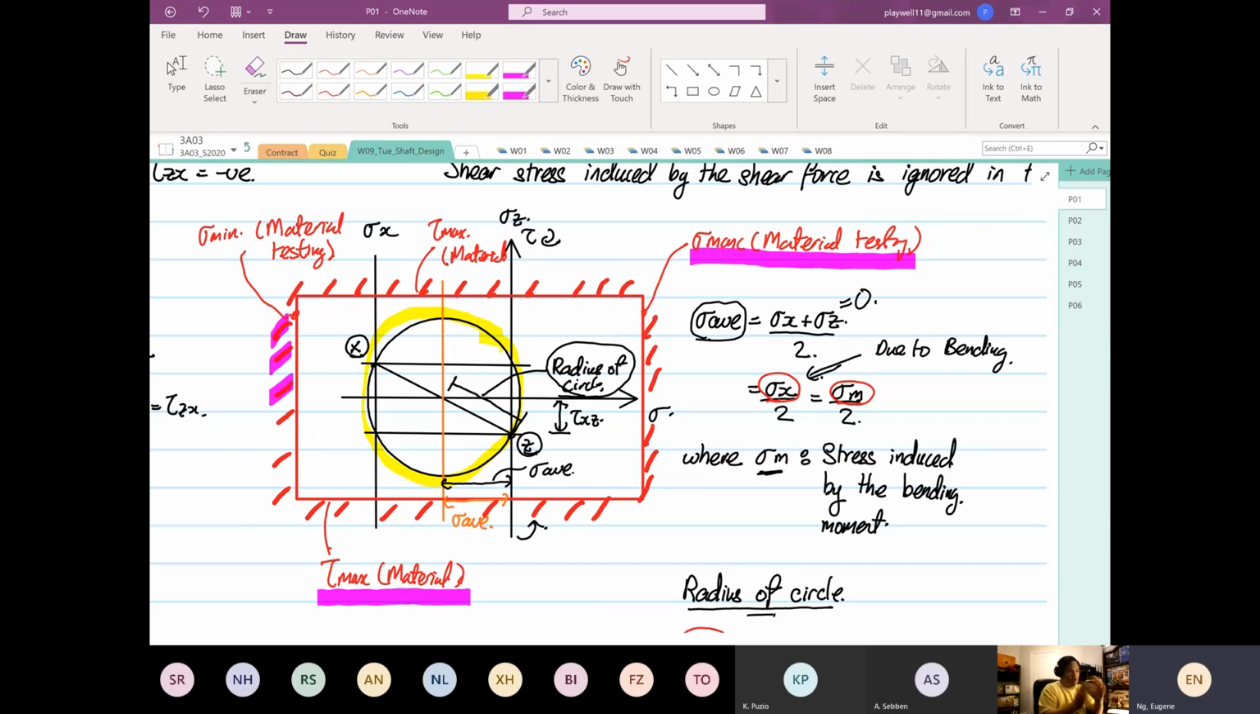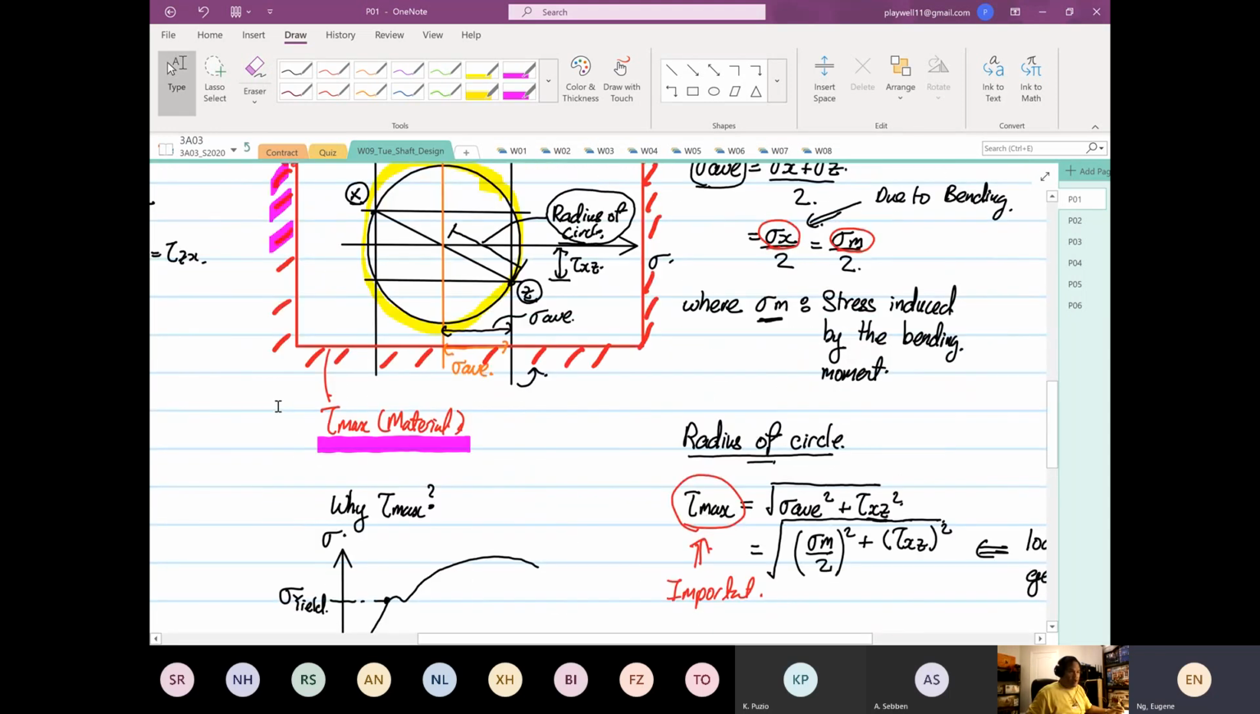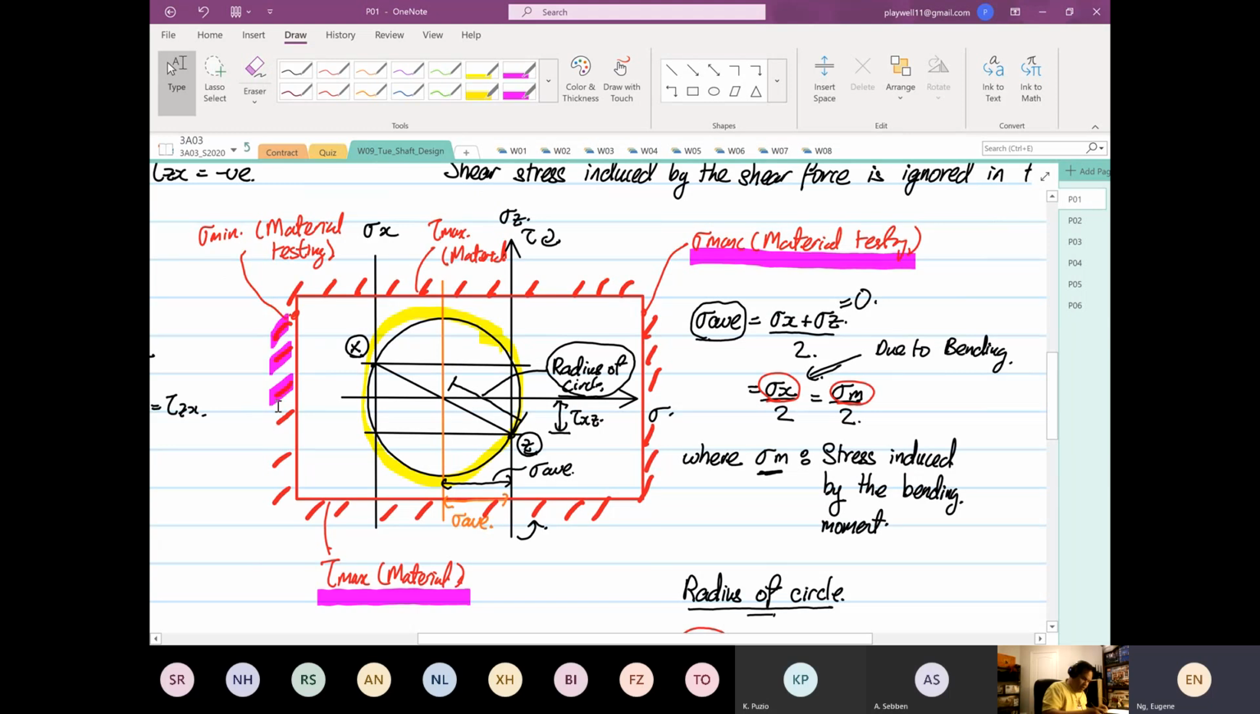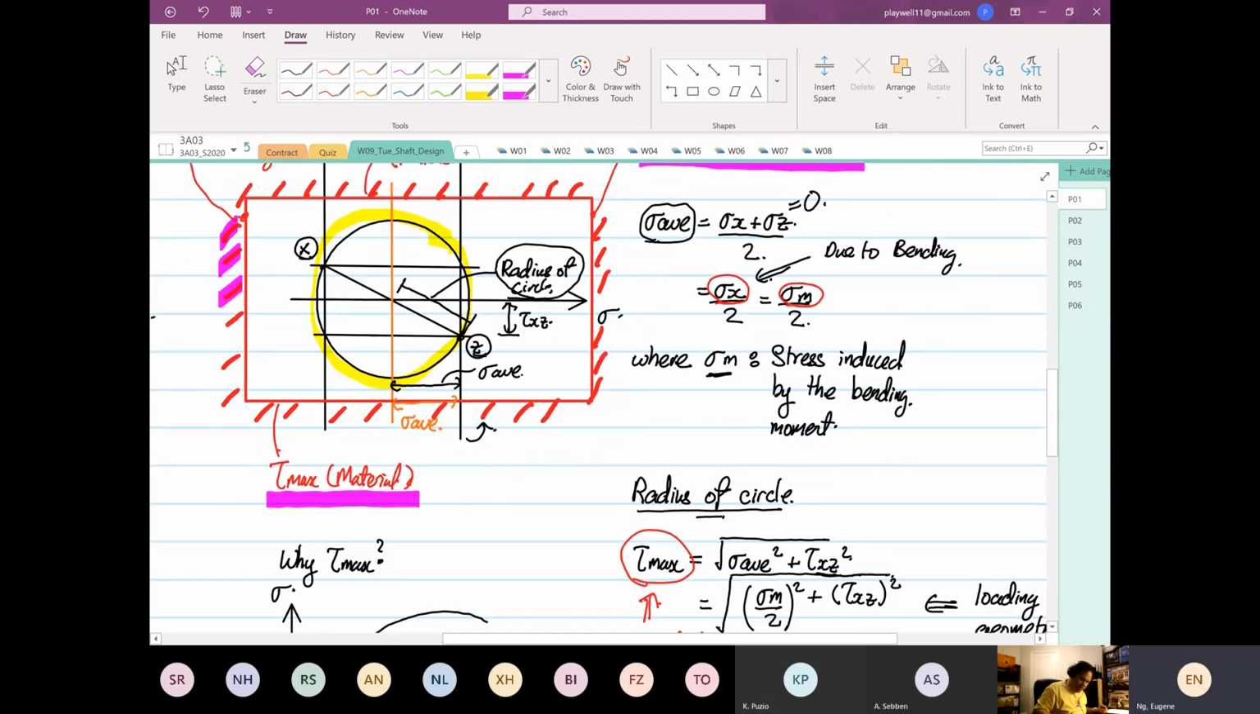Okay, any questions so far? I know it's a lot to absorb. Don't get me wrong, I understand that there's a lot to absorb down here. Okay, so from here, I'll explain why tau max is so important.